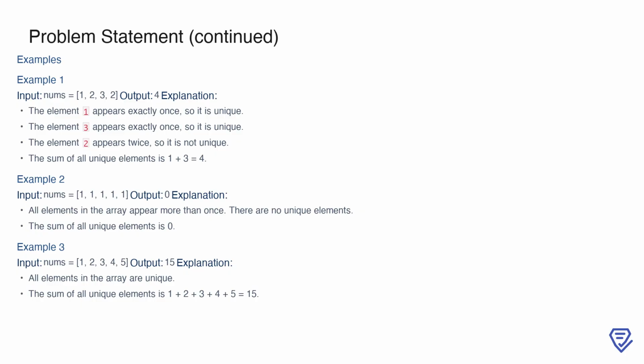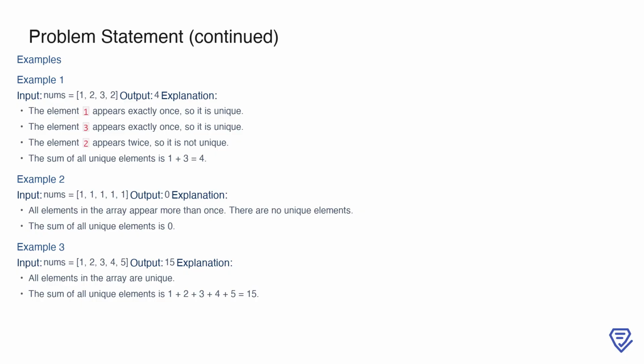In the second example, the input is nums equals 1, 1, 1, 1, 1. All elements in this array appear more than once, meaning there are no unique elements at all. The sum of unique elements is therefore 0.